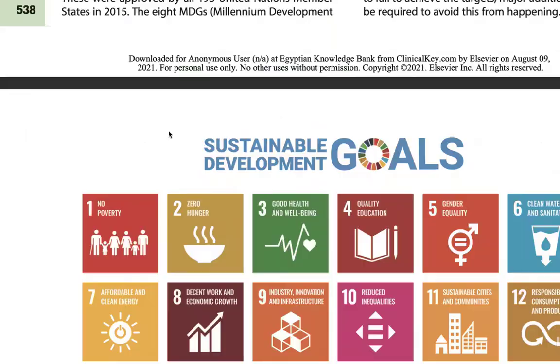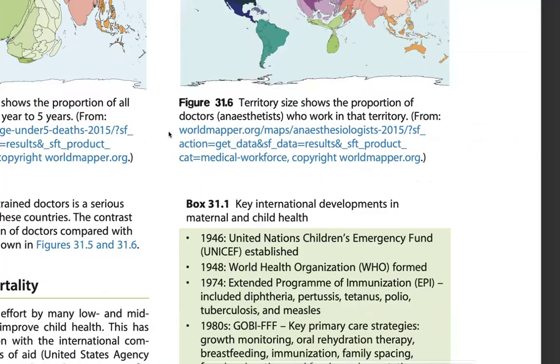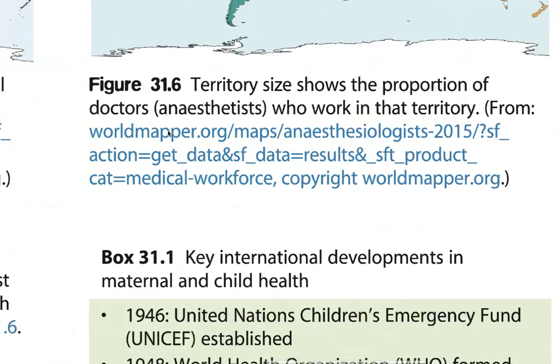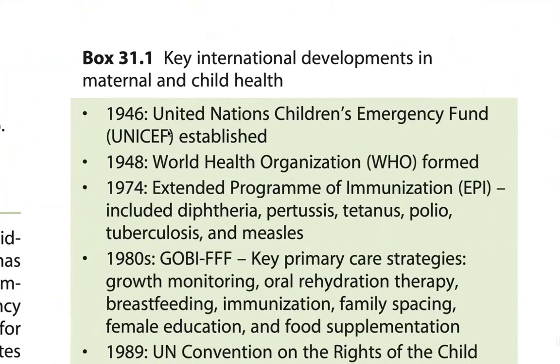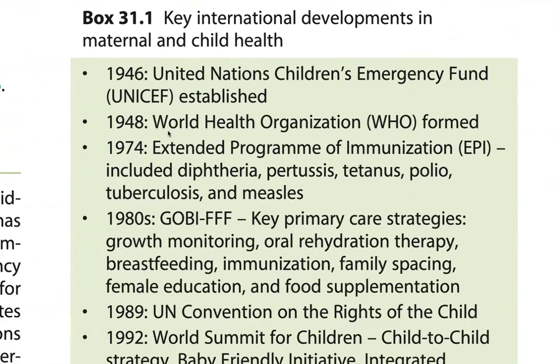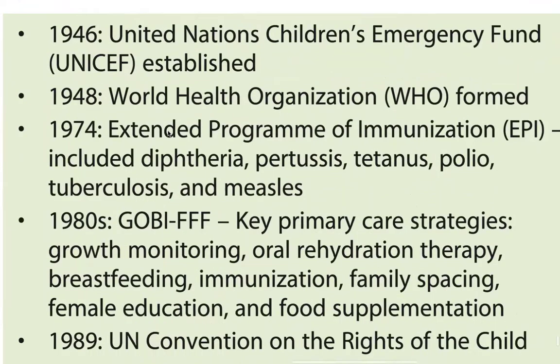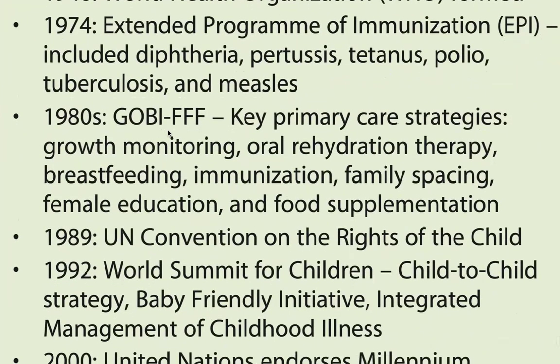Maternal and child key international milestones. In 1946, the United Nations Children's Emergency Fund, UNICEF, was established, and the World Health Organization was formed. In 1974, the Expanded Programme on Immunization, EPI: diphtheria, pertussis, tetanus, polio, TB, and measles. In 1980, the child survival strategy: growth monitoring, oral rehydration therapy, breastfeeding, immunization, family spacing, female education, food supplementation.